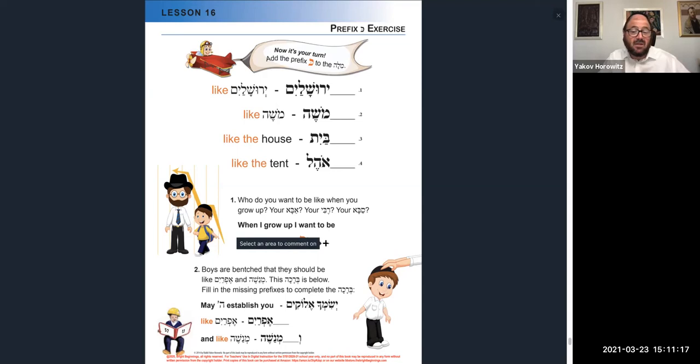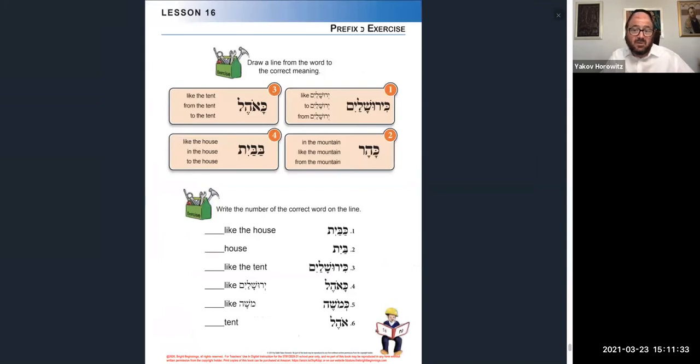Here's another one, a famous phrase that we talk about when Yaakov Avinu blessed Ephraim and Menashe. It says, Yesimcha Elokim, Hashem should make you ke'Ephraim v'chiMenashe. So you have the prefix chaf actually being used.